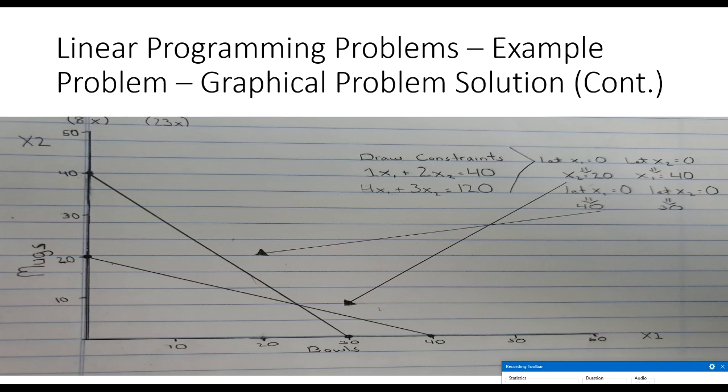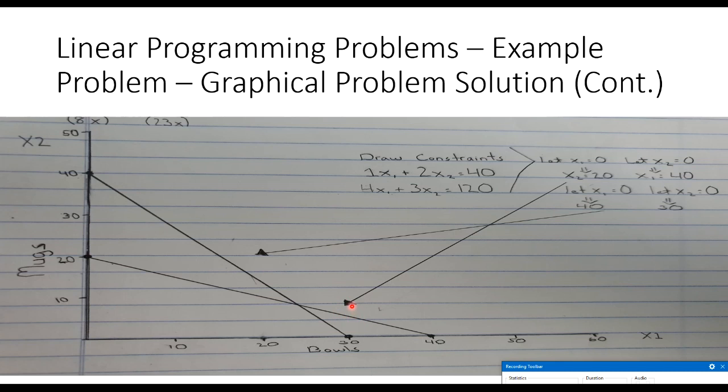And I've done that here. So the first line, the one we just talked about, is here. We see that 1x1 plus 2x2 is equal to 40. We let x1 equal 0, x2 is 20, x2 is 0, x1 is 40. 20, 0, 40, 0. And then we connect these 2 points. That is this line where all labor is fully used.